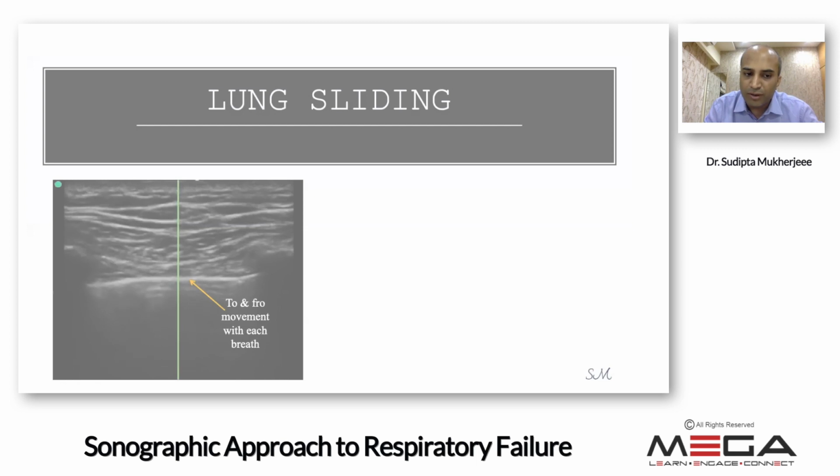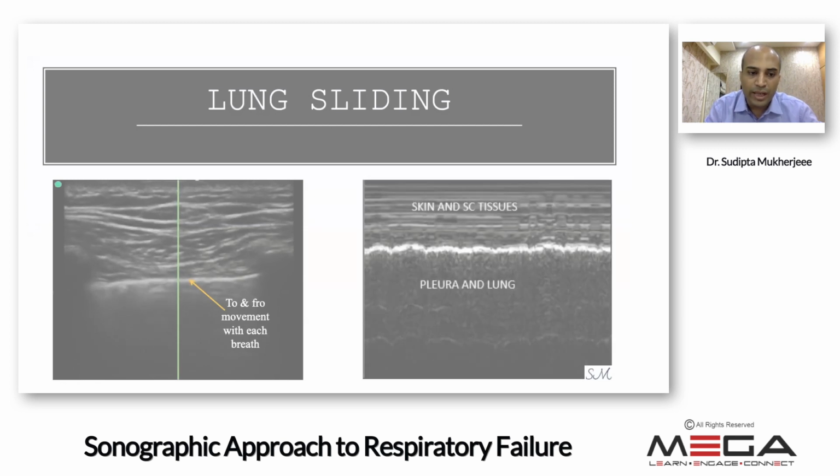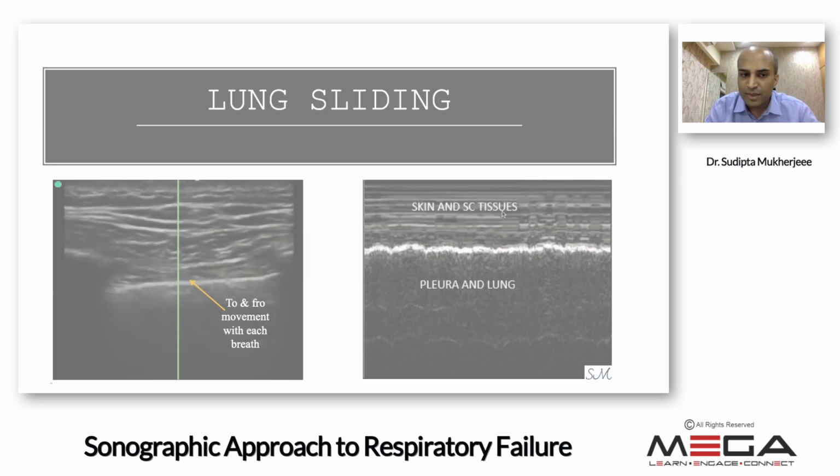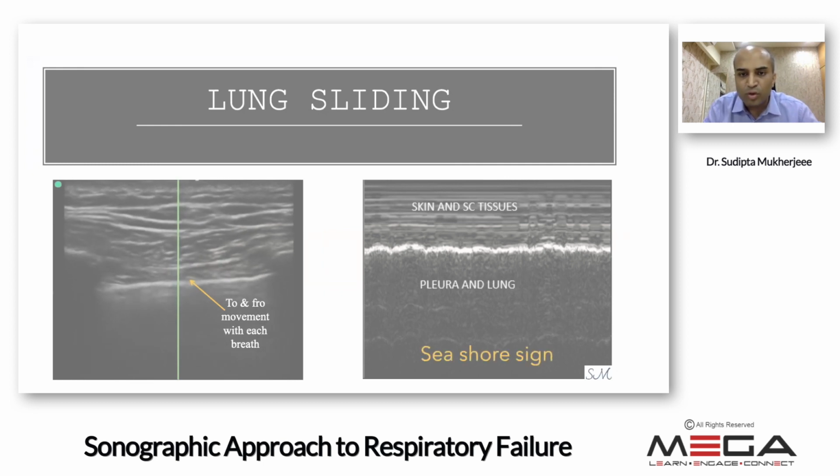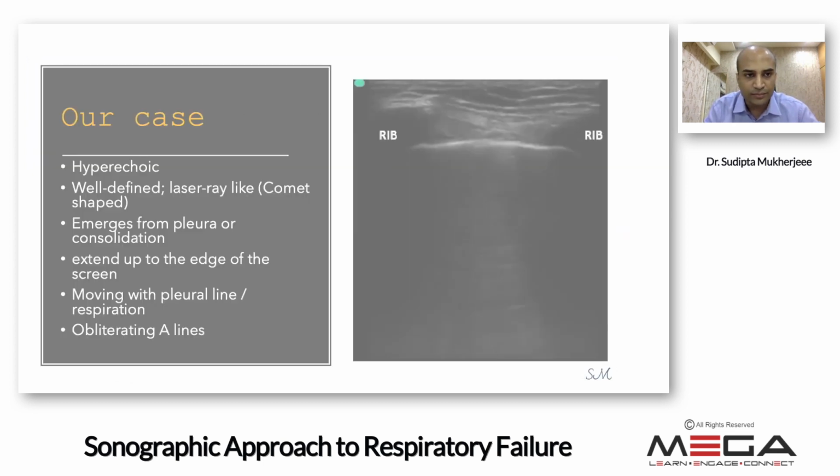So if we want to confirm this movement, we have to put an M mode through it. And once we put the M mode, we'll get a picture like this. The upper part, that is the skin and the subcutaneous tissue, is not moving. This will give horizontal barcode-like pictures. And below, the lung part, because it is moving, will give a granular picture. This is called the seesaw sign. This is the normal lung finding.